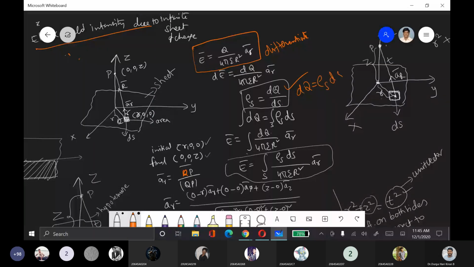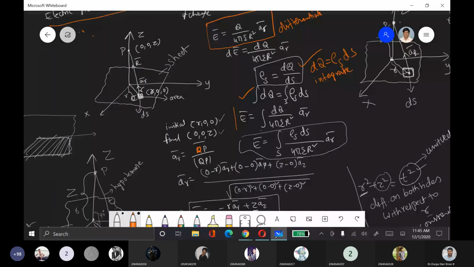I have integrated this. On integrating, we get integral dQ is equal to integral of rho s ds. So E bar is equal to integral of dQ by 4 pi epsilon r square A r bar. And here, what is dq? We already got it above: dq is rho s ds.